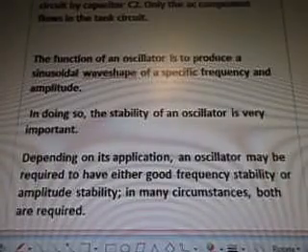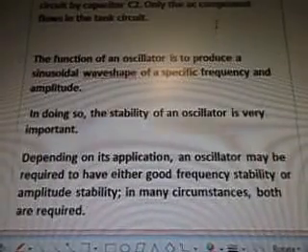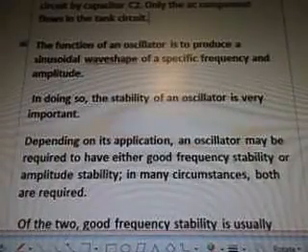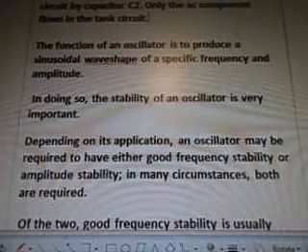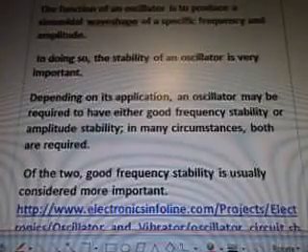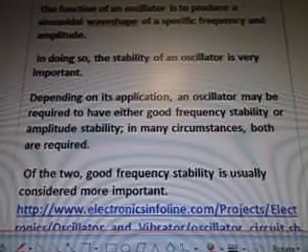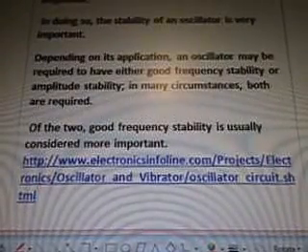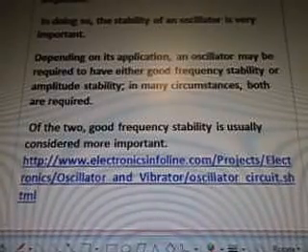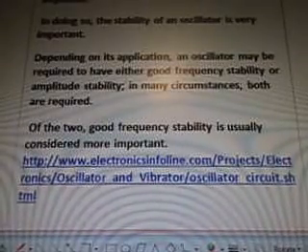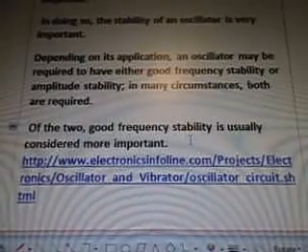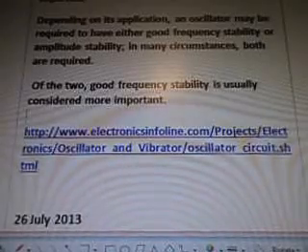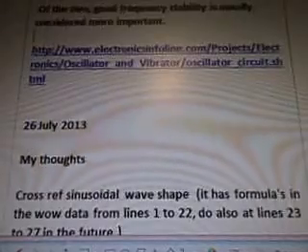The function of an oscillator is to produce a sinusoidal wave shape of a specific frequency and amplitude. Just so you know, sinusoidal wave shape, that's come up in the formulas before. In doing so, the stability of an oscillator is very important. Depending on its application, an oscillator may be required to have either good frequency stability or amplitude stability. In many circumstances, both are required. And of the two, good frequency stability is usually the most important. And that's from www.electronicsinfoline.com. Okay? So my thoughts.